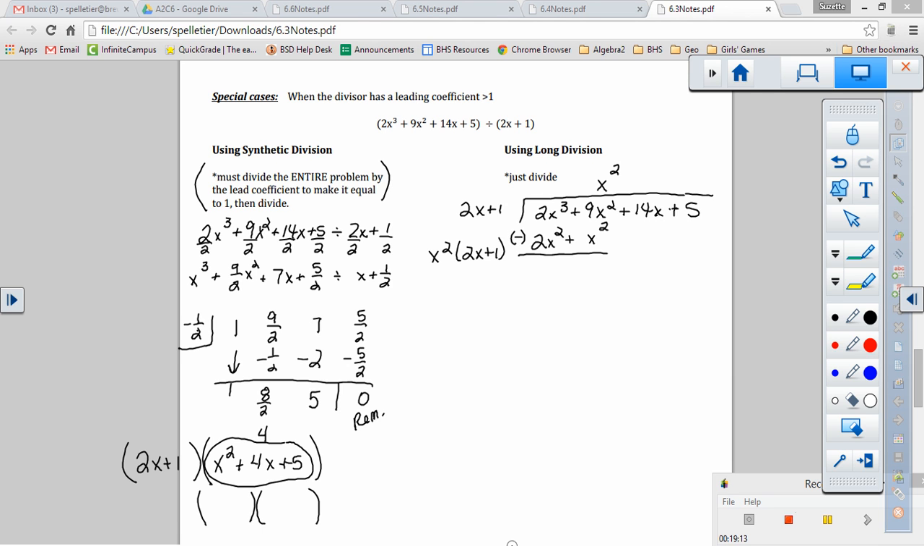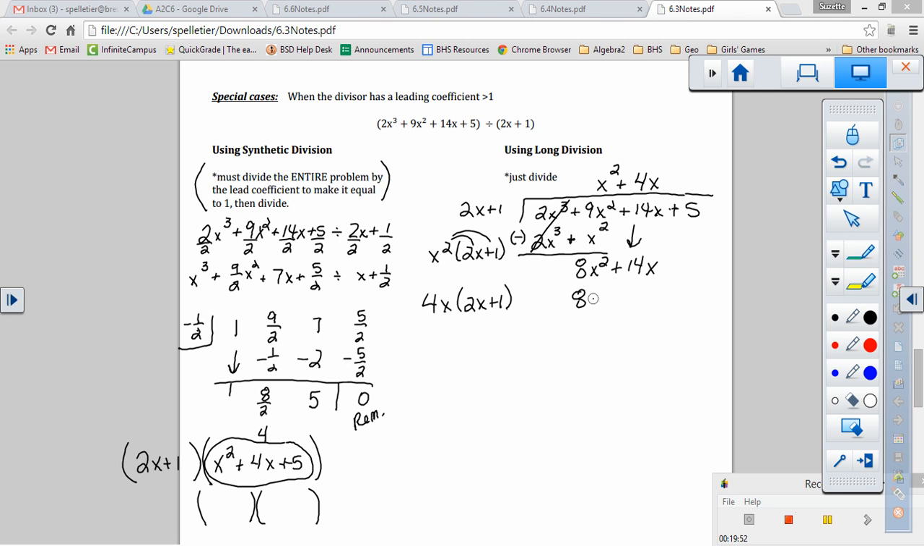So x squared times 2x plus 1 gives me 2x to the third plus x squared. Do my subtraction. X squared times x is an x to the third. 2x to the third minus 2x to the third cancels. 9 minus 1 gives me 8x squared. Drop the 14x. What do you multiply 2x by to get 8x squared? So 2 times 4. I have 1x. I need one more. So I'm going to do 4x times 2x plus 1.